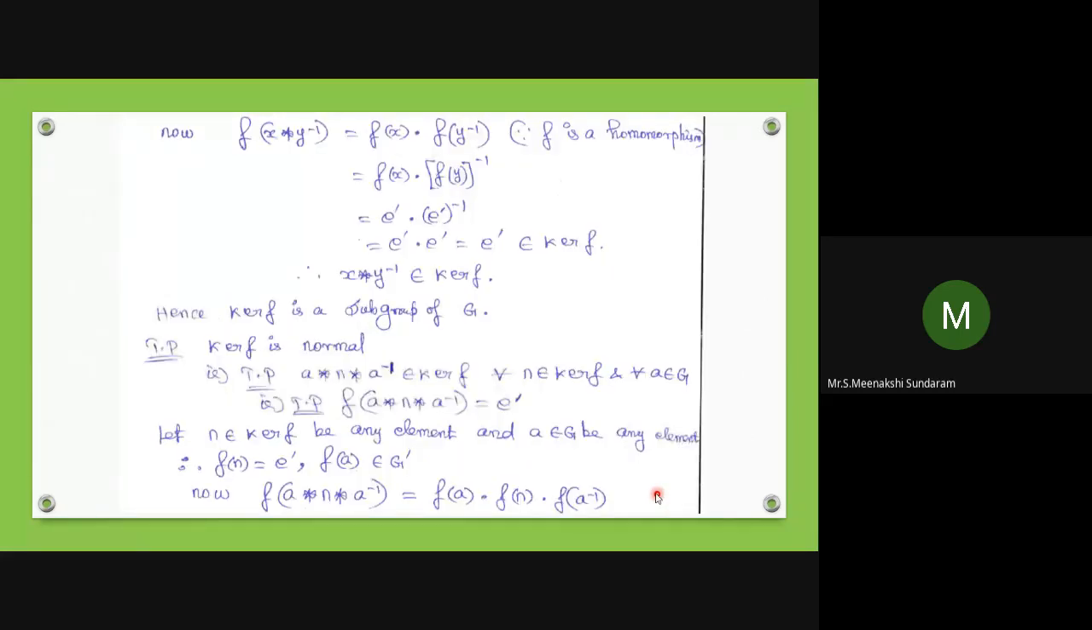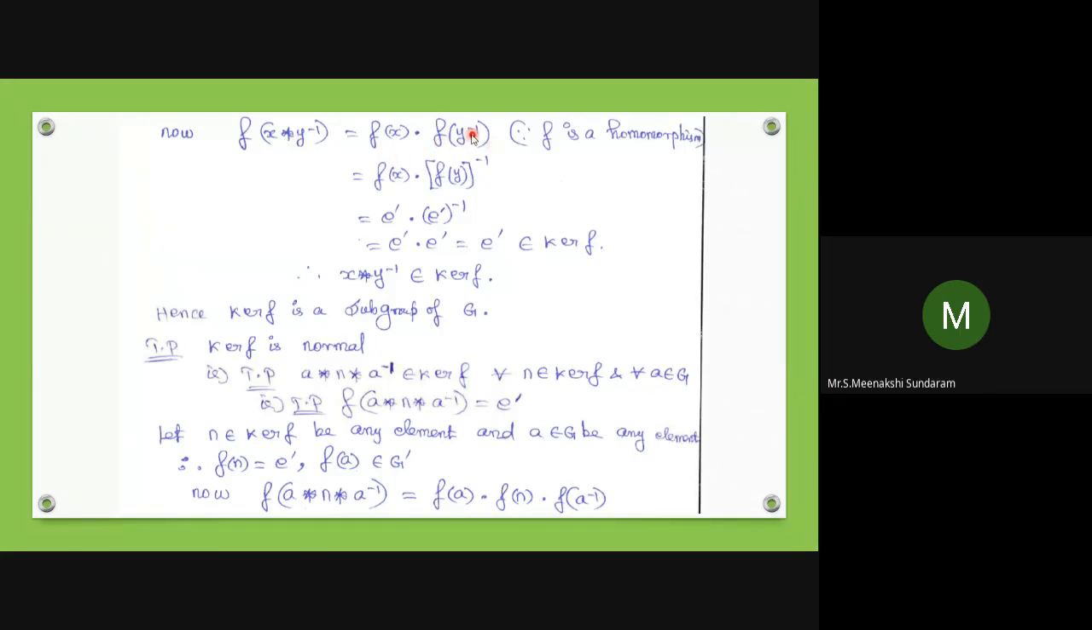Now we take f of x star y inverse. Now f of x star y inverse is equal to f of x star f of y inverse. Since f is a homomorphism, f of x dot f of y to the whole inverse. Because of the homomorphism statement, I can write the function separately. The star operation is from the domain, and the dot operation is used from the codomain. So f of x star y inverse equals f of x dot f of y inverse.